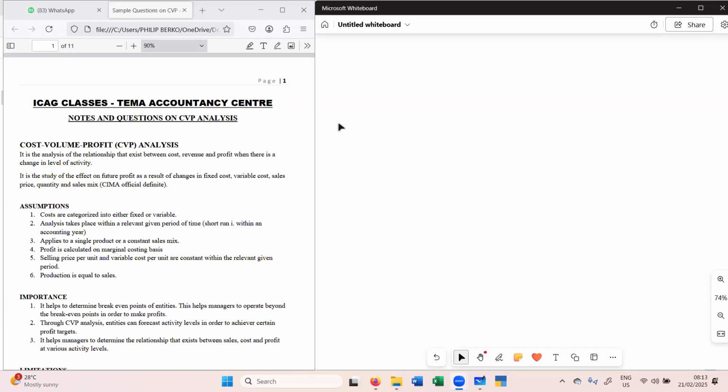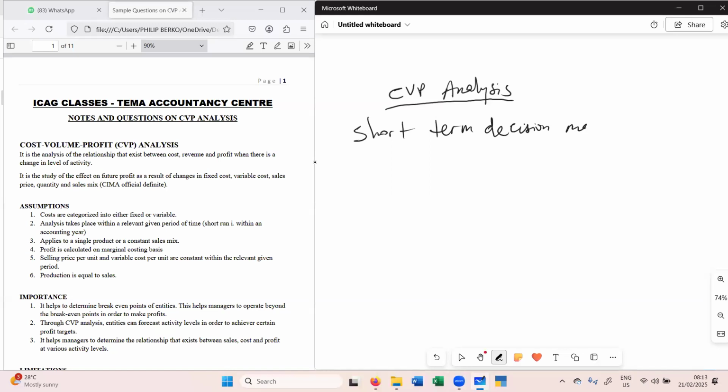Okay, good morning. Today we are coming to look at cost volume profit analysis, also known as CVP analysis. This is a subtopic of short-term decision making. In short-term decision making, we have three subtopics: CVP, relevant and irrelevant cost analysis, and contribution and limiting factor analysis. Today we are looking at the CVP analysis.